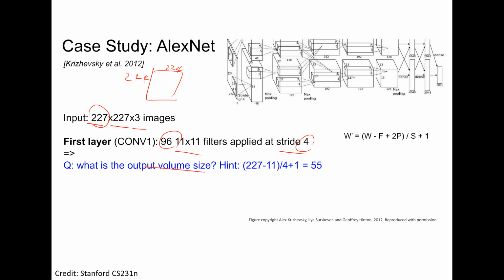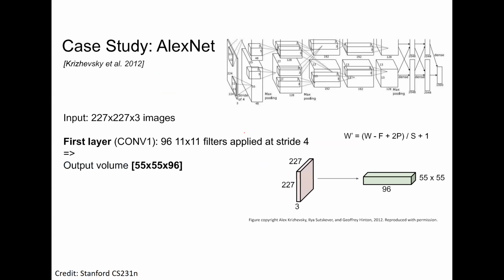All right, let's check the answer together. The output size is 55 by 55 by 96. Quite simple. So this was the height, width, and the depth was quite shallow. However, after the first convolution, it became deeper, and the width and height shrank like this.